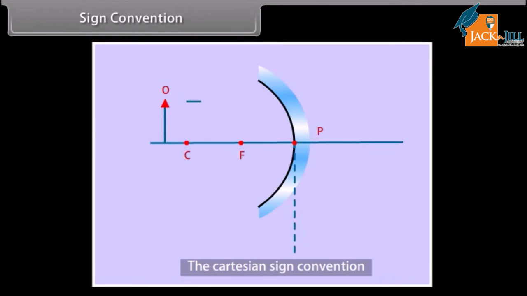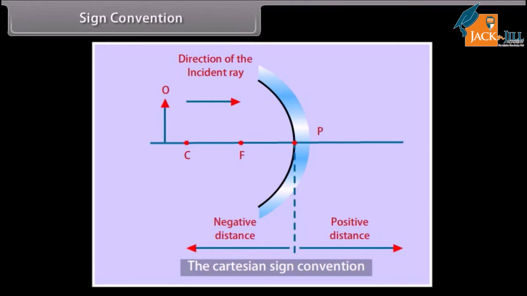Sign convention. The distances measured in the direction of the incident ray are taken to be positive, and those measured opposite are taken to be negative. The heights measured upwards are taken to be positive, and those measured downwards are taken to be negative.